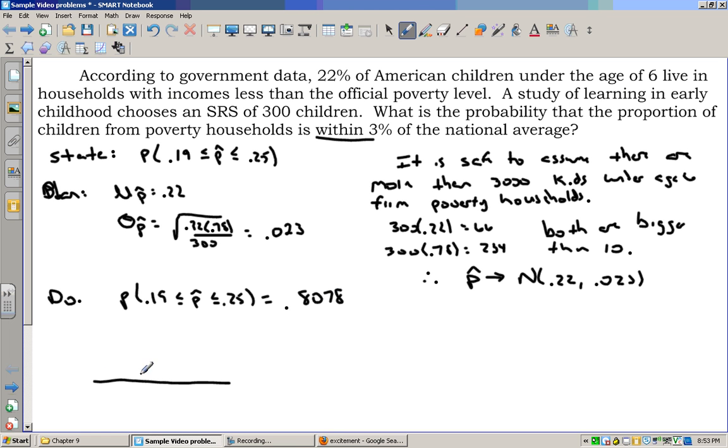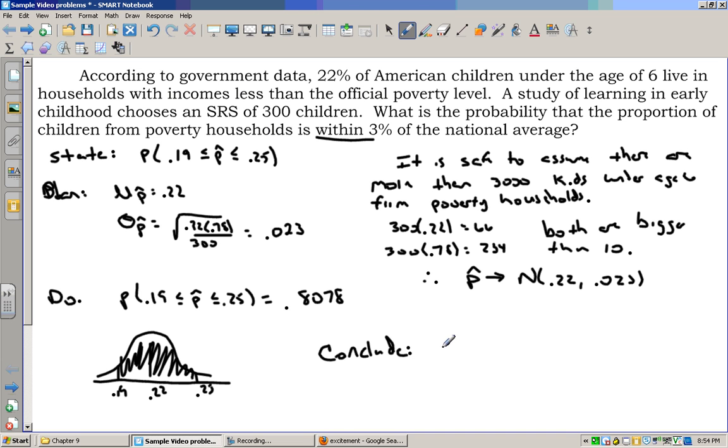And again, we want to always draw the curve. So basically that's the middle, that's the 0.22, and we're being asked to find between 0.19 and 0.25, so we're being asked to find that area. And so finally, last step is to conclude.